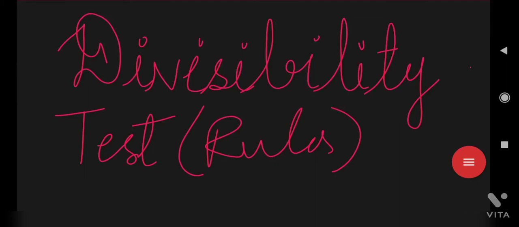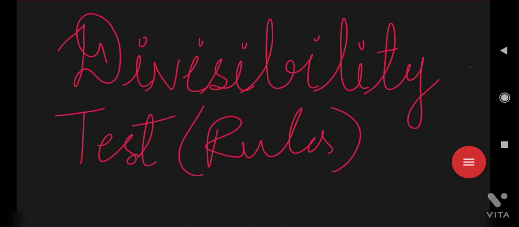Hello, friends, and as per my promise, I'm doing the next topic, that is divisibility tests or divisibility rules. Divisibility tests or division rules in maths help us to check whether a number is divisible by another number without the actual method of division.